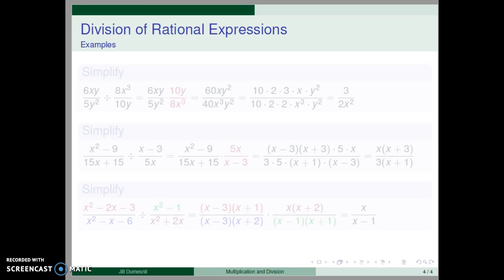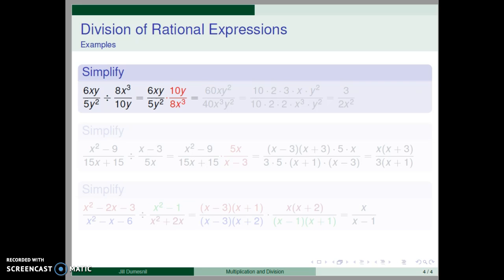Now let's consider 3 examples of division of rational expressions. To divide by a rational expression, we multiply by its reciprocal. We'll get the first fraction times the reciprocal of the second one. We then multiply numerators and multiply denominators as before. If we do not factor and cancel before multiplication, then we have bigger quantities to factor and reduce afterwards.